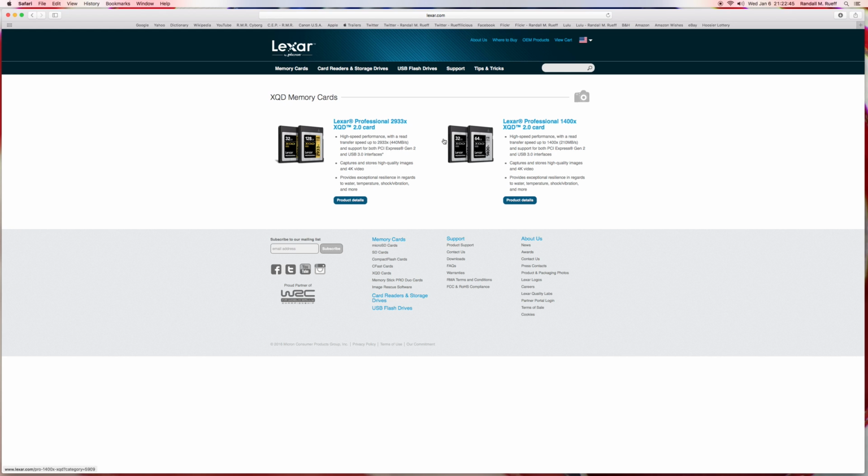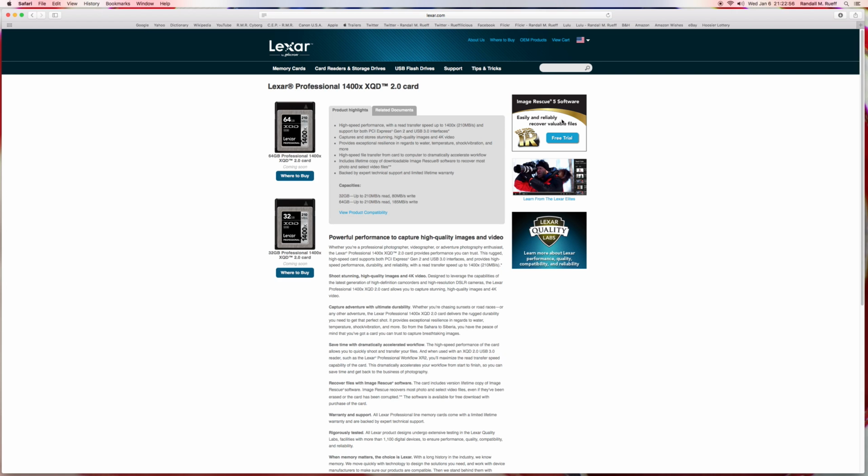So we got here 2933 times and 1400. Let's look at the 1400 first. I mean, just look at this. There's up to 210 megabytes a second read, write time, or 88 megabytes write time, 64 gigabytes up to 210 megabytes read, and 100. I mean, the speeds are just very, very fast compared to what's available today.